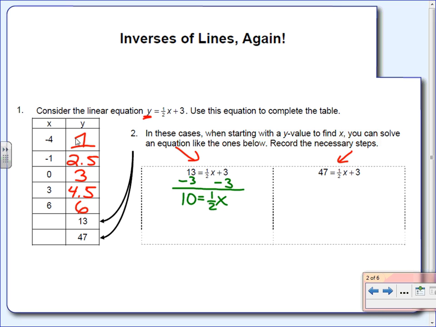Am I done? No. What do I got to do next? We're going to multiply by 2. Because the opposite of taking half of something would be to double or multiply it by 2. 2 times 10 is 20. And of course that 1/2 and 2 leaves me with 1x. So the x is 20. That's what I'm going to put in my table over here. When the y value is 13, the x value is 20.